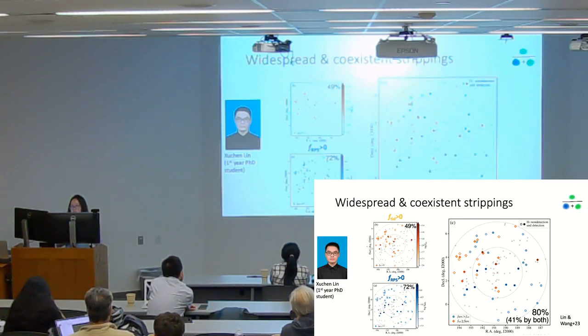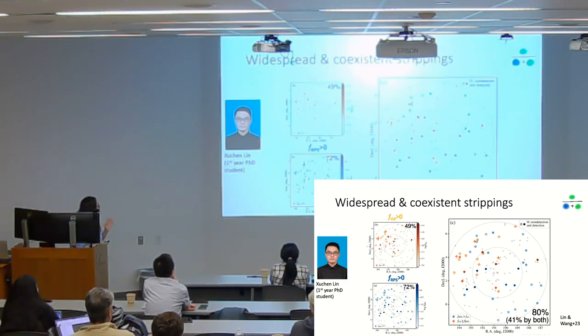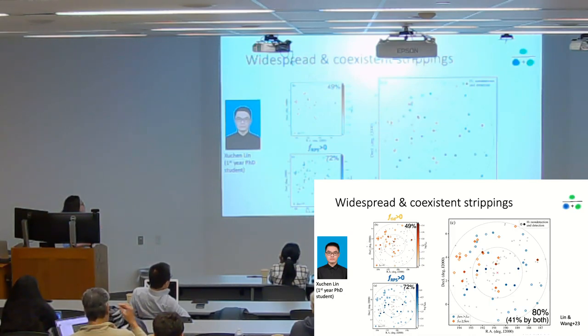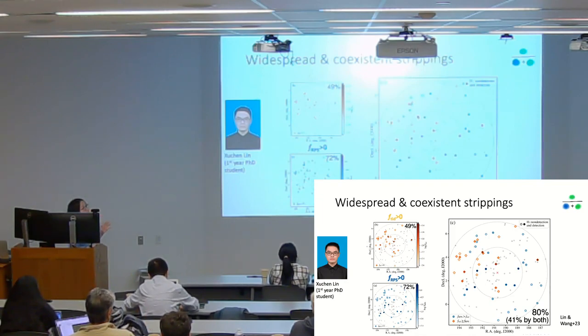And with the fraction of strippable gas, we were able to identify that half of the galaxies are suffering from tidal stripping and more than 2/3 of galaxies are suffering from ram pressure stripping. Taking them together, 80% of galaxies are suffering from at least one type of stripping and 41% from both types of stripping. So these two types of environmental mechanisms are really widespread and coexist throughout the group.